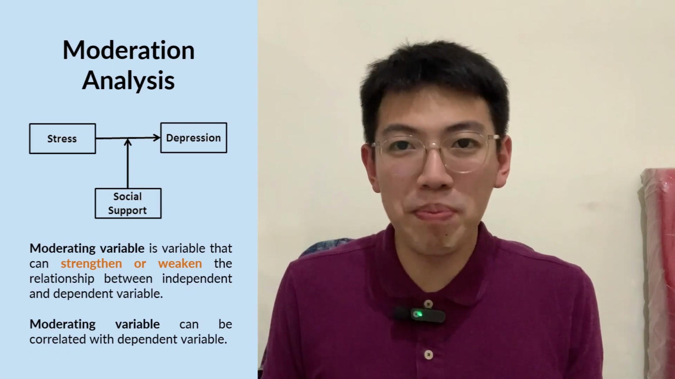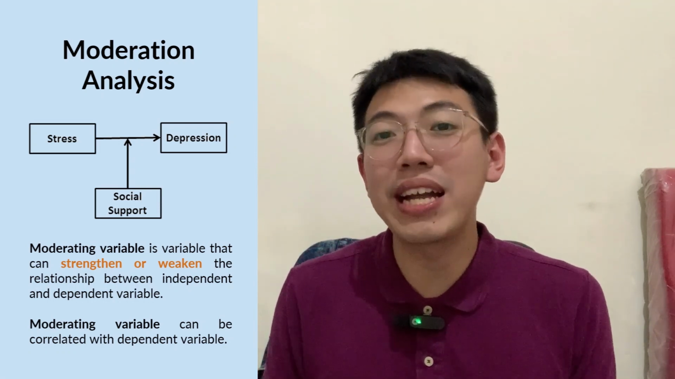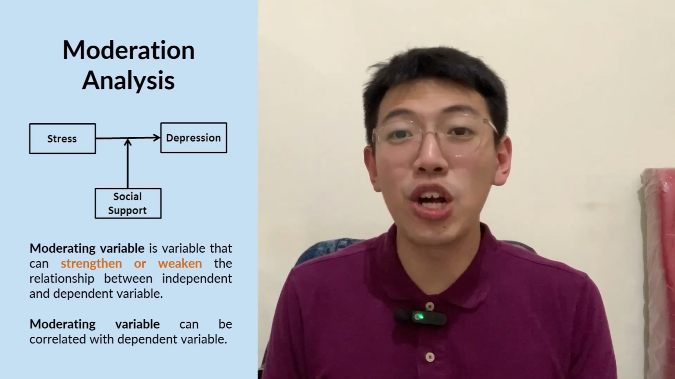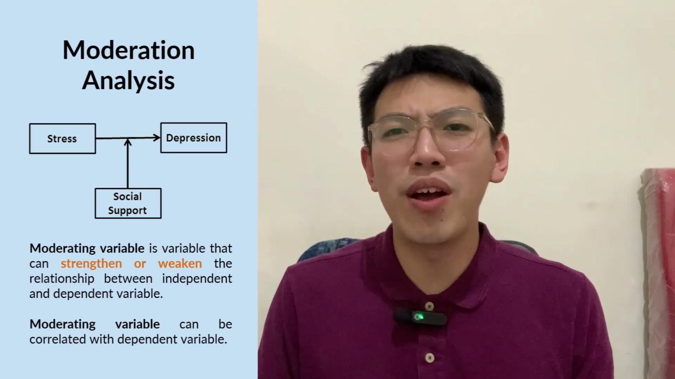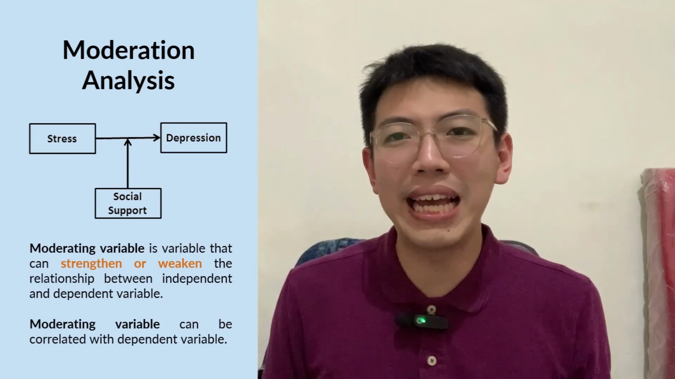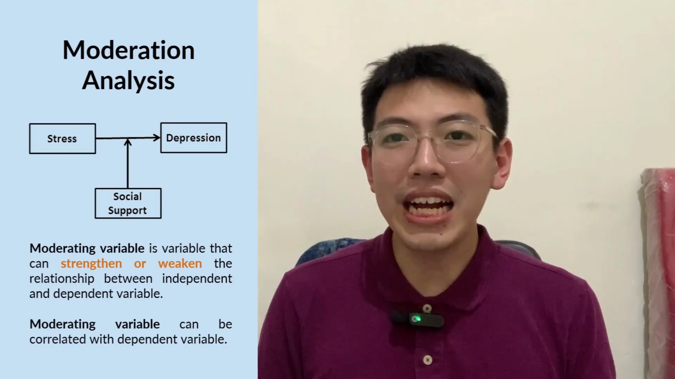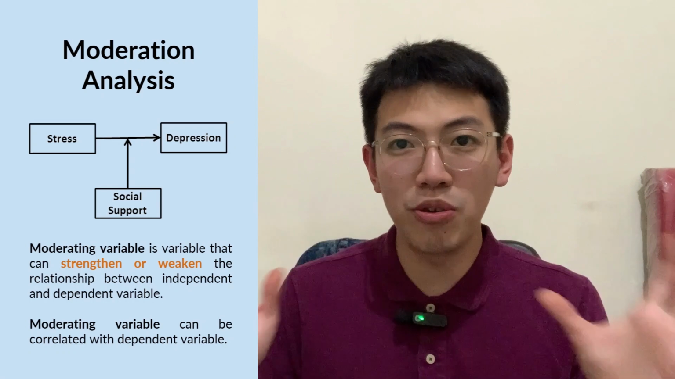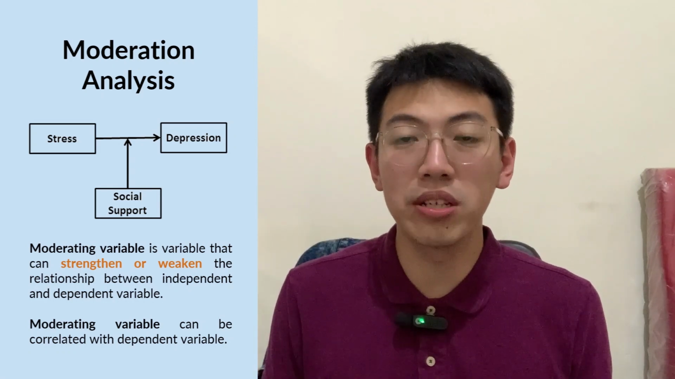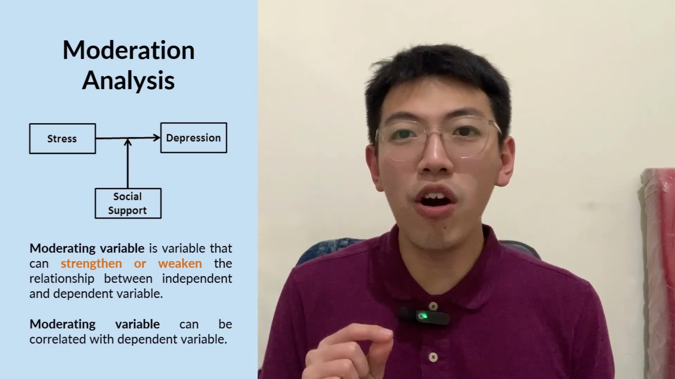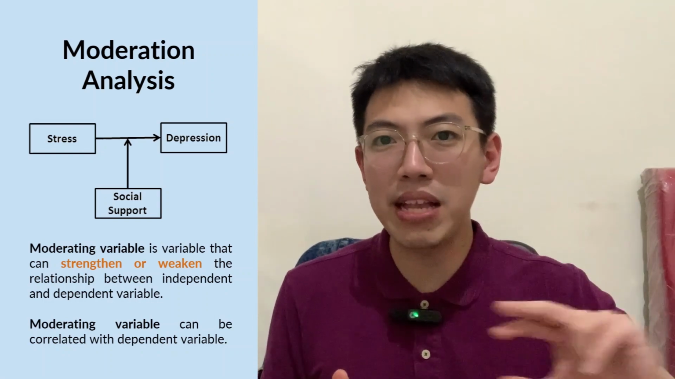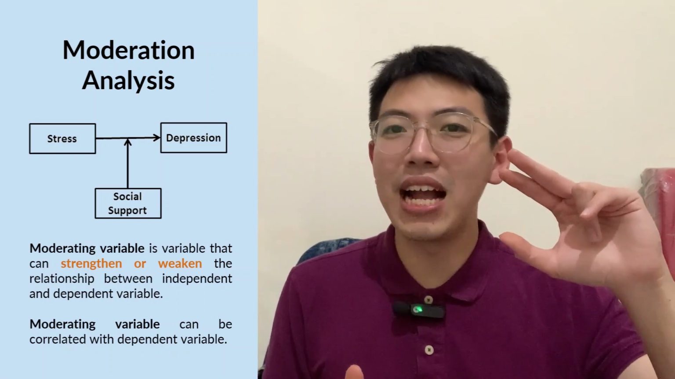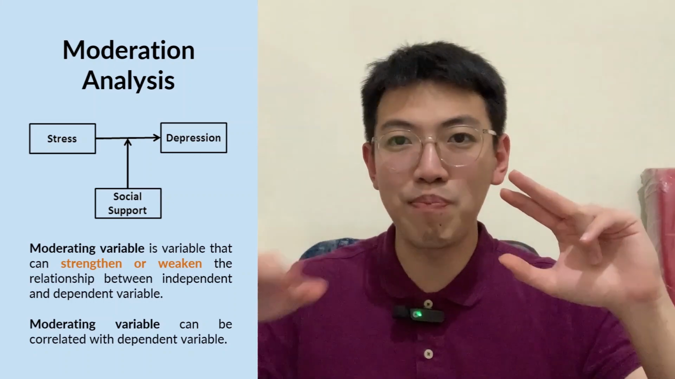This is the example. Based on your opinion, can stress affect depression? Yes, of course, stress can affect depression directly. When people are so stressful, it can lead to depression. There is another variable in this model, which is social support. If you see, the arrow of the social support is between the relationship of the independent variable, which is stress, and also dependent variable, which is depression.